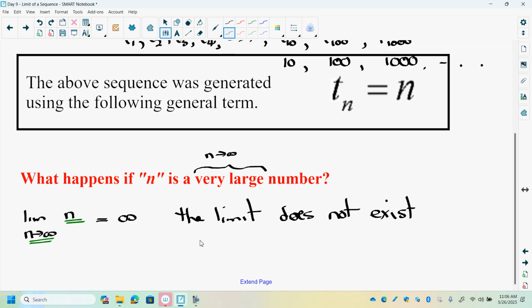Sequence diverges. Is that all right? Flip over, you have another example. Okay.